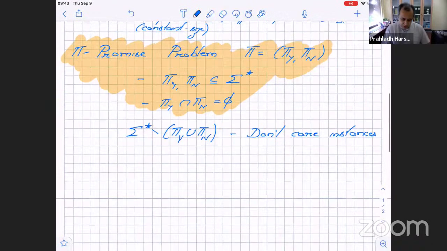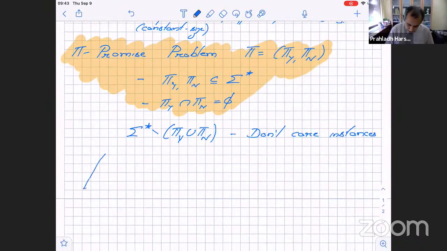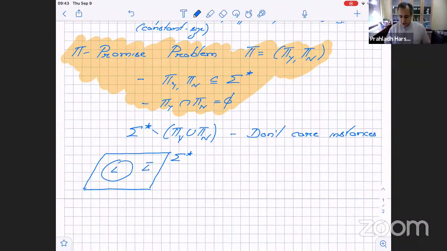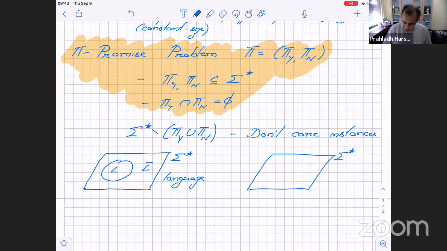So the difference, if you want to put it pictorially: this was sigma star, and a language was just a subset L, and everything else was L complement. That was what a language or a decision problem was. In the case of this one, there is a yes set of instances where you care, you want the algorithm to output accept. There's a set of no instances, and then there's a set of don't care instances.